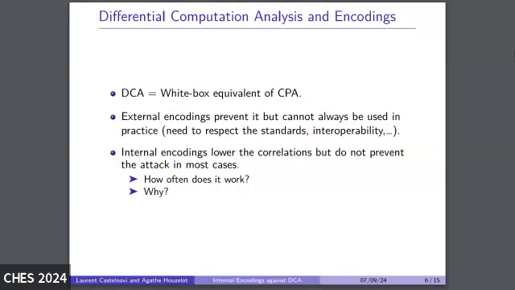So that's it for external encodings, but what about internal encodings? Intuitively, they should hinder the adversary, since they lower the correlation between the sensitive variables and the data that is really manipulated. But it was actually proven that differential computation analysis was very efficient on several internally encoded white boxes. At first, it was really not so well understood, so of course, some authors began to wonder how often this attack works and why.